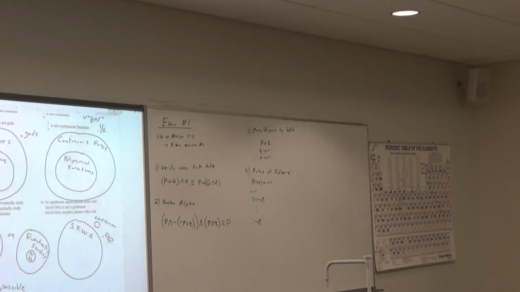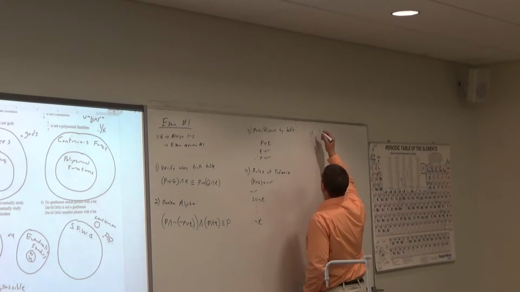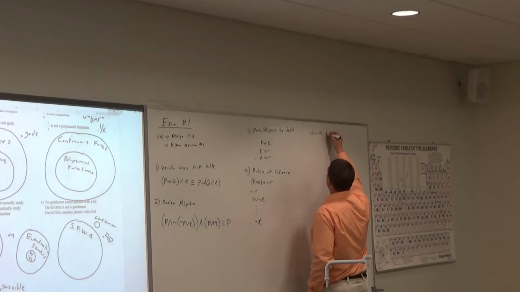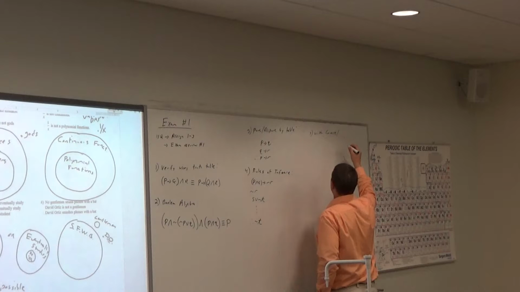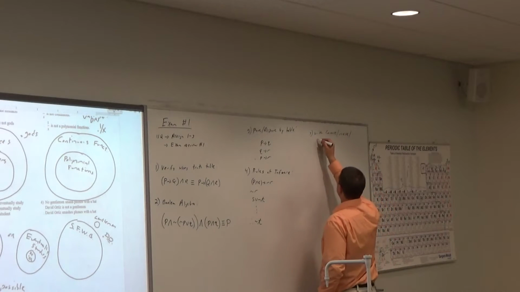I'll give you guys some easier ones like converse, inverse, contrapositive. Like if I give you a sentence, you should be able to write the converse, inverse, contrapositive.